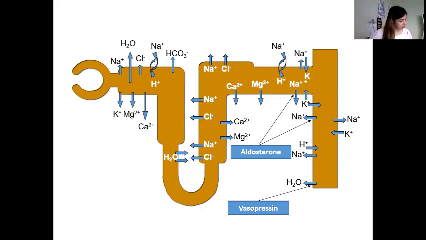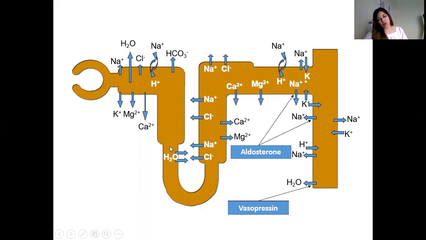Capsule, yes? Bowman's capsule, something like that. So in this capsule, we have the filtration, from which we have a lot of urine, primary urine, and then in the proximal tubule, we have a lot of different transport: water and sodium and chlorine and bicarbonate ion.